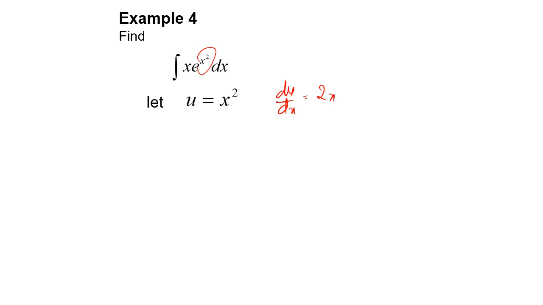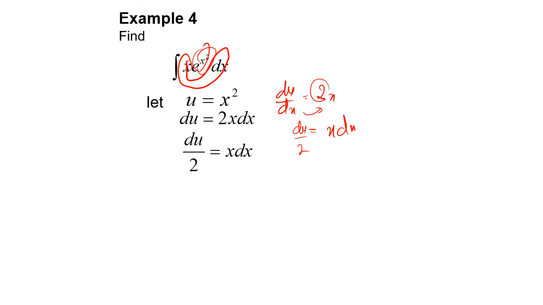Okay? But in the question, we only have e to the power of u, and then we only have x dx. So x dx, we need to bring x and dx together. So other than that, we bring the 2 to the left side. So we have x dx, so these two will be du over 2.